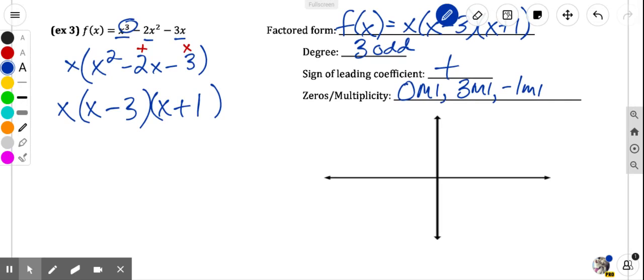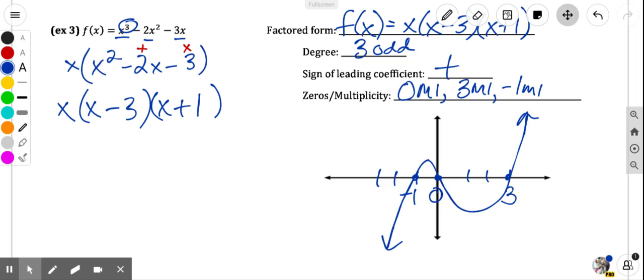Okay, so let's plot them. We have 0, 3, oops, we only need negative 1, just kidding. Okay, odd positive, the right side is up and the left side is down. These are all multiplicity 1, so it makes it pretty easy. We can just go straight through all of them. And there you go. There's example 3.